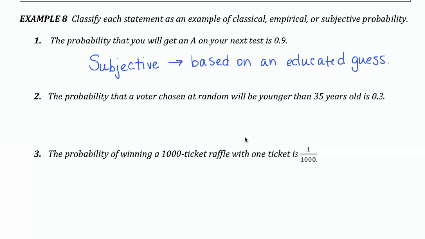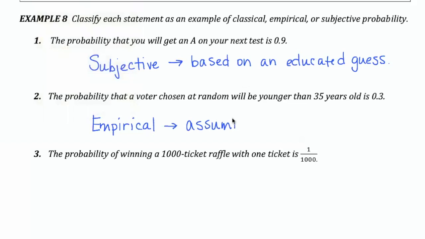The probability that a voter chosen at random will be younger than 35 years old is 0.3. So once again, we have to decide classical, empirical, subjective. The probability of choosing a voter at random younger than 35 does not have equally likely outcomes. So it's not classical. It's either going to be empirical or subjective. And if we are looking at choosing a voter, it's likely that this was based on a sample where we actually collected data. That's called doing an experiment, and that would be empirical probability.